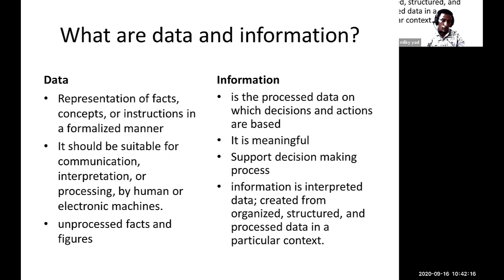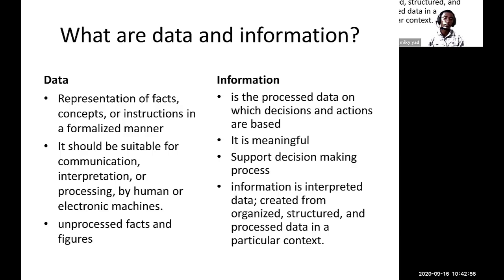For example, the student may have different details like name, gender, and so on. Also, it should be suitable for communication, interpretation, or processing by humans as well as electronic machines. So this data is unprocessed facts and figures. Data is a raw fact or detail about an object. By itself, it is not meaningful, and we also need different data processing.